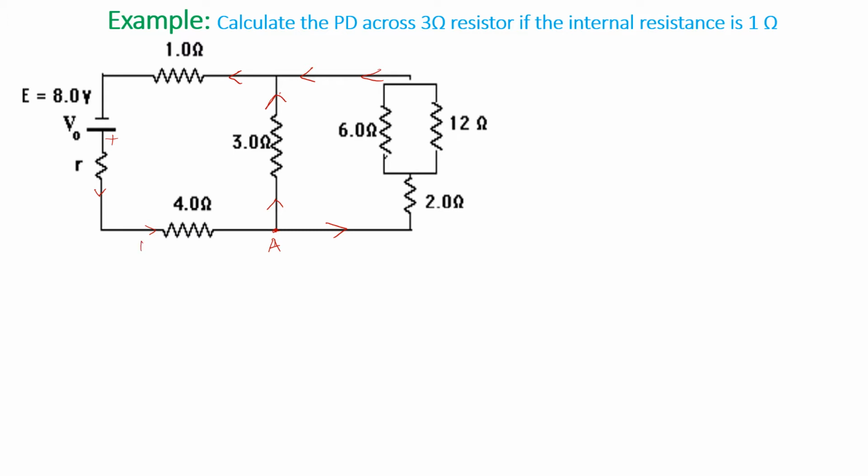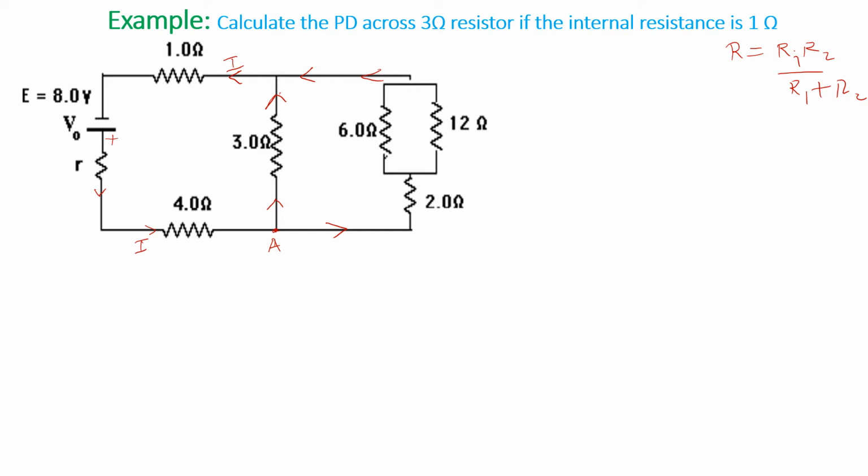So if the total current coming from the battery is I, the current going through the 1 ohm up here is also going to be I. The total current coming out will be the total current going in because charge is conserved. We also remember that if resistors are in parallel, then the total resistance between them is R1 times R2 over R1 plus R2.